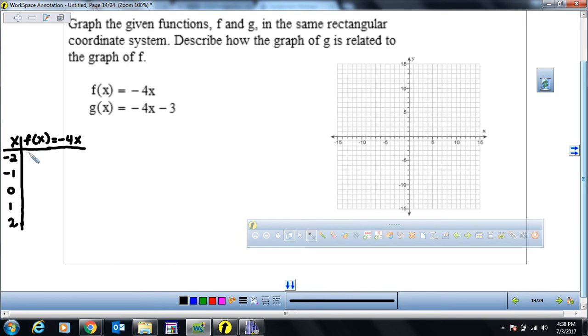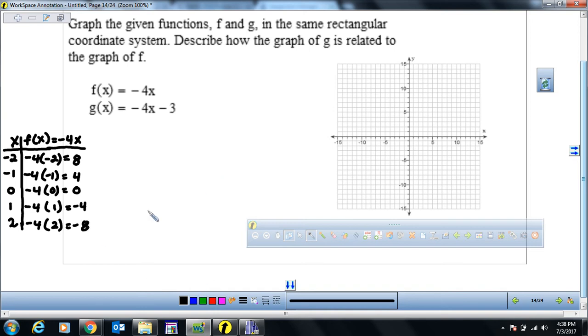So in order for me to find the value of y, we're going to replace each one of these values of x that we selected into this equation. So we have -4 times x, which is -2. That's going to equal 8. This one, -4 times x, which is -1. That is equal to 4. This one, -4 times x, which is 0. That gives us a 0. Next one, -4 times x, which is 1. That gives us a -4. And the last one, -4 times x, which is 2. That gives us a -8.